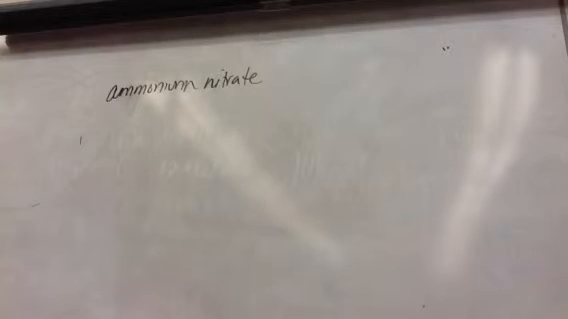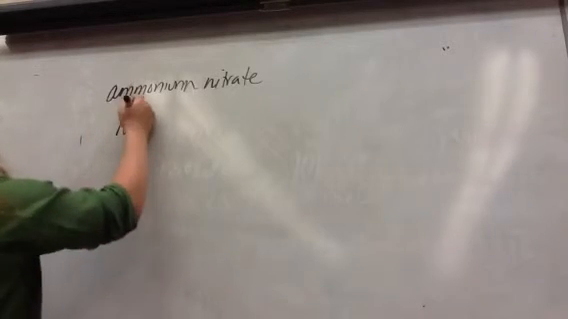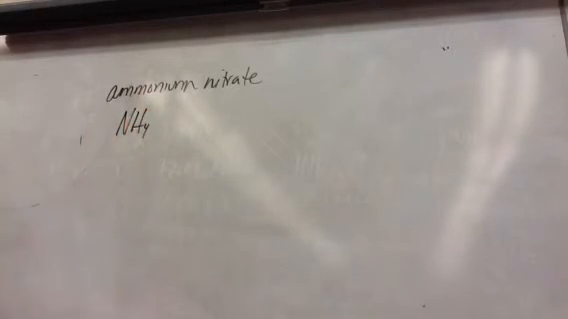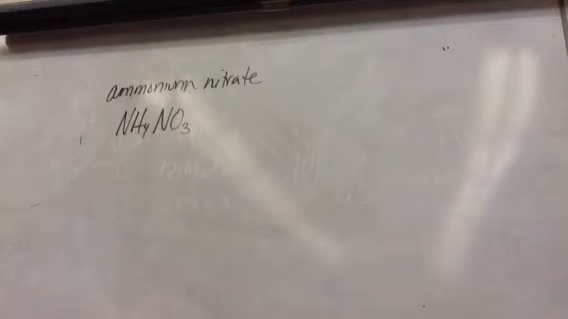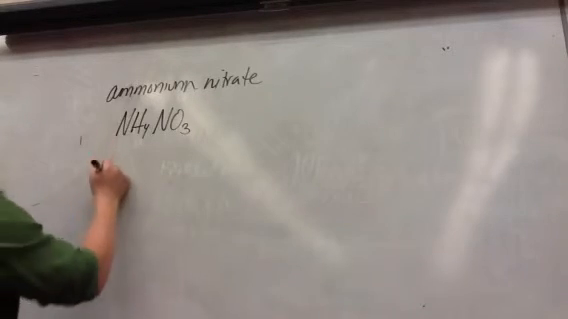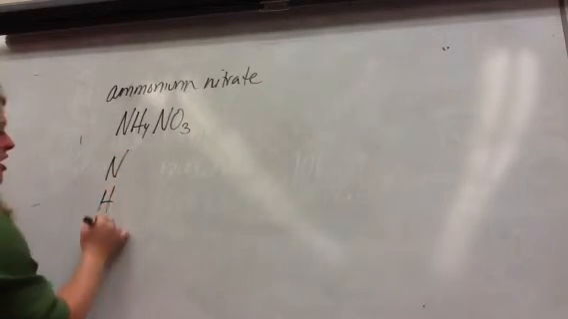Okay, what's the formula for ammonium nitrate? Who's got that part ready? NH what? NH4. And then what? NO3. NO3. Nitrate. Gotta be careful. Okay, so we've got 3 elements. An N, an H, and an O.